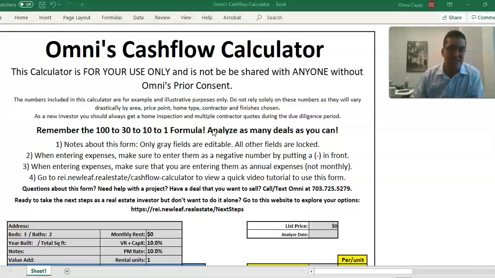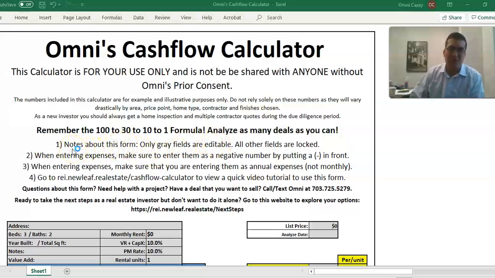Numbers used in this calculator are for example illustrative purposes only. You do not rely solely on these numbers. You will verify and actually put in actual numbers before you actually purchase the property. Helps you just quickly analyze. As a new investor, you should always get a home inspection, multiple contractor quotes during due diligence period. Remember the 130-10-1 formula. If you don't know what that is, you missed my class. Call me and I can walk you through that.